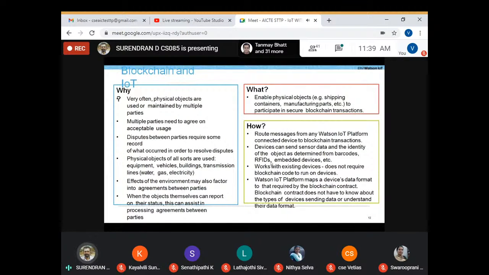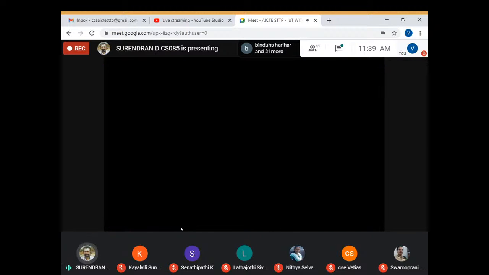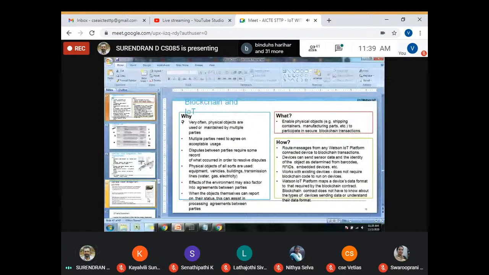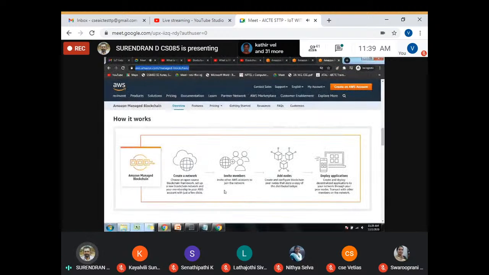And how is it done? Route messages, based on your WhatsApp platform. From route messages, connect devices to blockchain transactions. Devices can send sensor data. Now try to understand; we'll come back to this Amazon example. Here, instead of having the members, if we say these are IoT devices, these IoT devices have their peer nodes, and they are sending and doing their transactions.